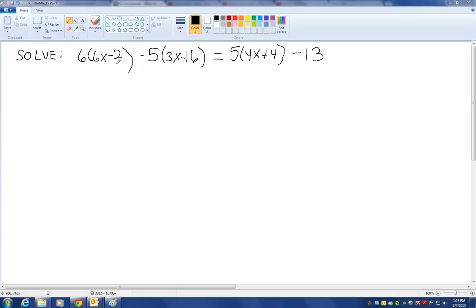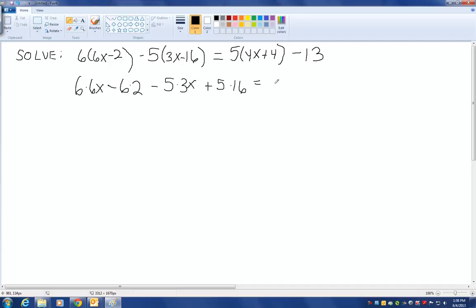But the first thing we're going to have to do here is get rid of these parentheses. Well, we can't get rid of them by combining terms inside them because they aren't like terms. So the other option we have is distributive property. So we're going to do that. So this becomes 6 times 6x. This becomes 6 times 2, minus 5 times 3x. Ooh, and minus 5 times negative 16. Negative times a negative is positive, so we have 5 times 16.